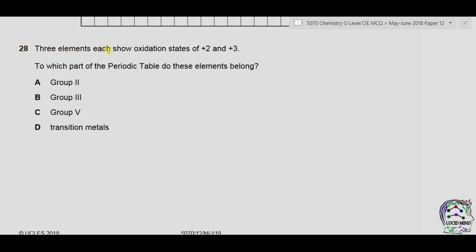Question 28. 3 elements each show oxidation states of +2 and +3. To which part of the periodic table do these elements belong? As we can see that each of the 3 elements show more than one oxidation state, so therefore all 3 elements must belong to transition metals, because transition metals always show variable oxidation states.